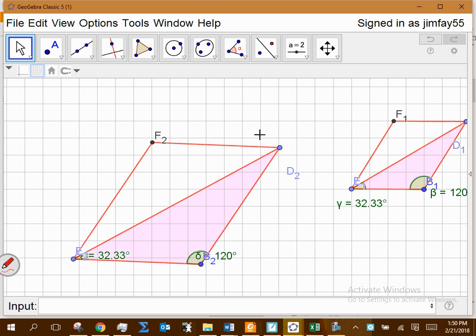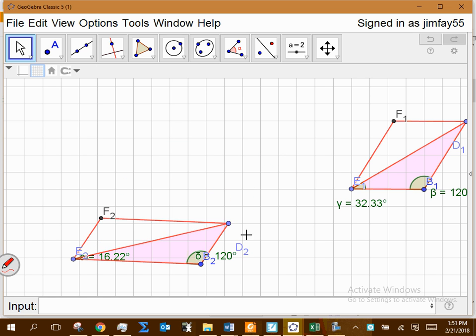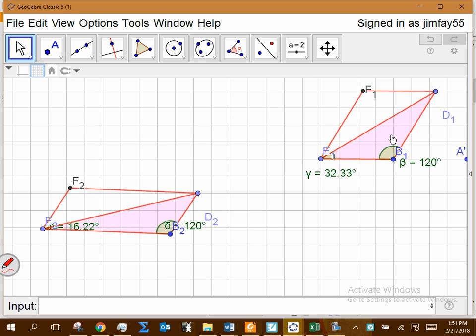Now here's what could happen. Do you still have a triangle over here that's on a 120-degree angle? Yes. Do you have a triangle over here that's on a 120-degree angle? Yes. But are they similar? Are the remaining angles the same? No. So 16.22 is different than 32.33. So we don't have angle here.